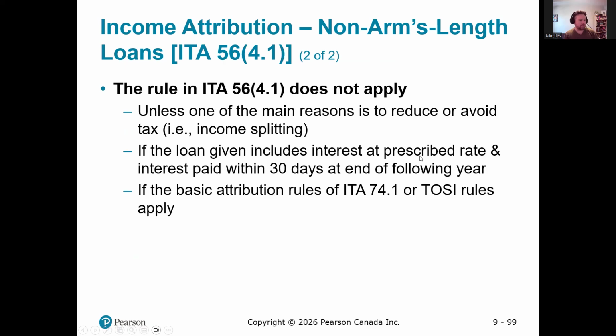Loans are given at a prescribed rate of interest, unless the main reason is to reduce or avoid tax through income splitting. So even in this situation, they might still look and say, you're still trying to avoid income tax. This comes into play if I want to buy or sell shares to someone and I use my child as an intermediary, then that income attribution will still come back to me.